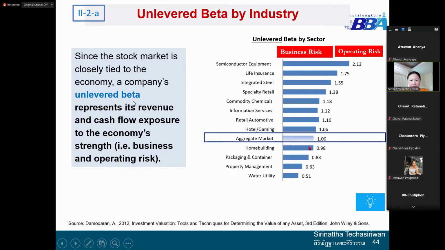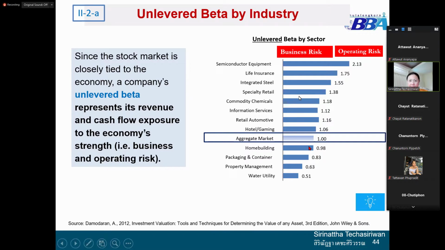And you say that okay, the level of beta should reflect the business and operating risk of each sector compared to the economy, right? For example, water utilities have very stable cash flow, low risk. Beta should be lower than the average value, which is 1, right? The market average, which is beta 1. Well, 1 is the market beta.